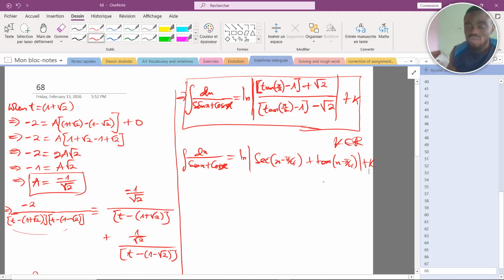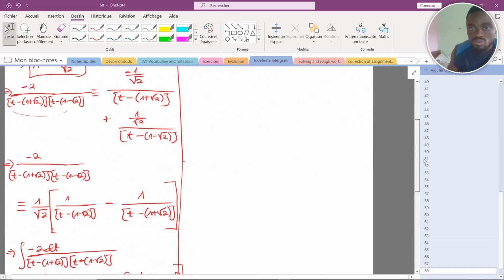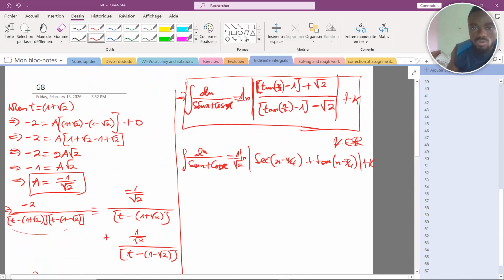So what we have to prove is, oh, don't forget there is 1 on root 2 outside here. I forgot it. There's 1 on root 2 here. Don't forget it. There's 1 on root 2 outside here. So for this expression to be equal to this, there is ln here, there is ln here, there is the absolute value. For this expression to be equal to this, we just need to prove that what?